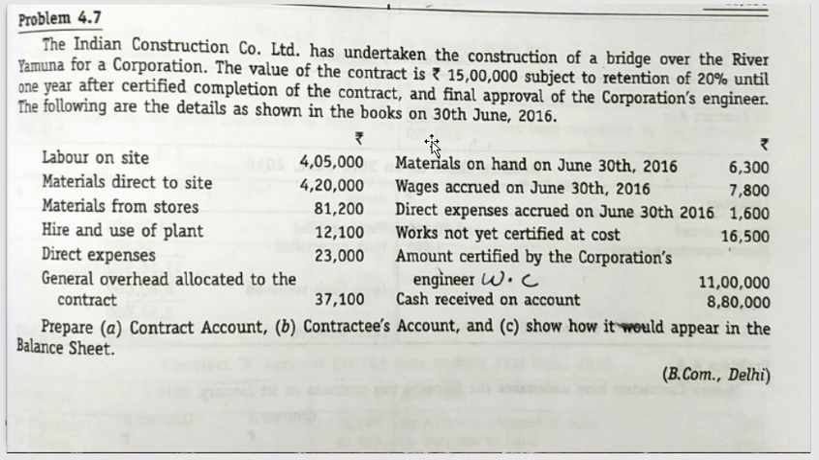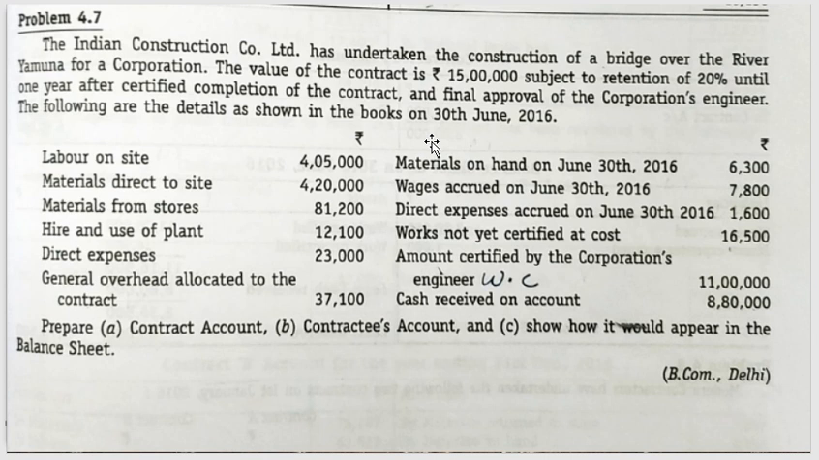The following are the details as shown in the books on 30th June 2016. Labor on site, material direct to site, materials from stores, hire and use of plant, direct expenses, general overheads allocated to the contract, materials on hand on June 30th, 2016, wages accrued on June 30th, 2016, direct wages accrued on June 30th, 2016, works not yet certified at cost, amount certified by the corporation engineers, cash received on account. So prepare contract account, contractee's account and show how it would appear in the balance sheet.